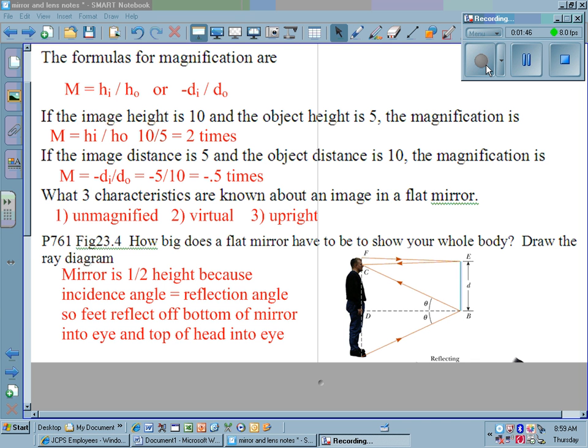Because what's going to happen here is that the light is going to reflect off your feet and hit the bottom of the mirror. So if the bottom of the mirror is directly in line with your waist, the angle of incidence has to equal the angle of reflection. So we're talking this angle right here has to equal this angle right here. And so you're going to bounce that light ray from your feet directly up into your eye.